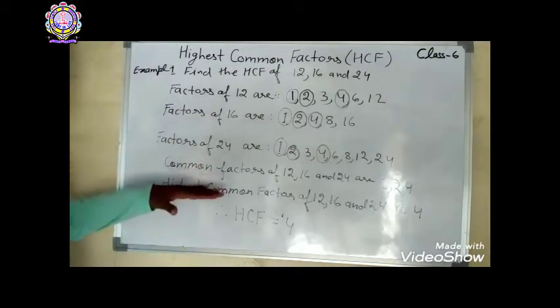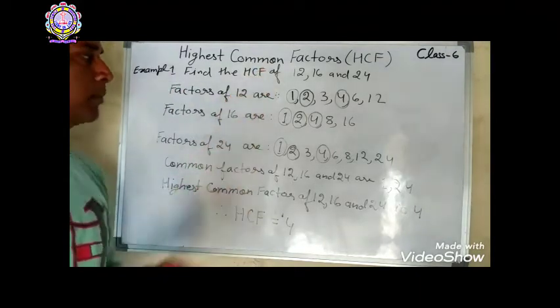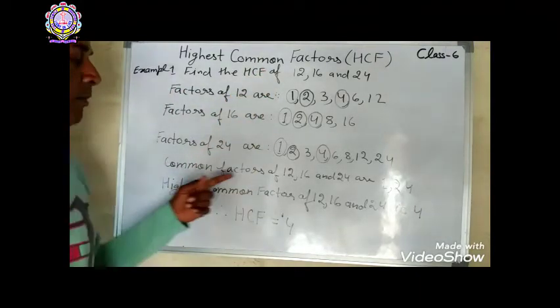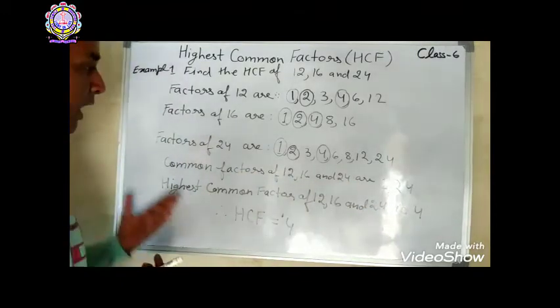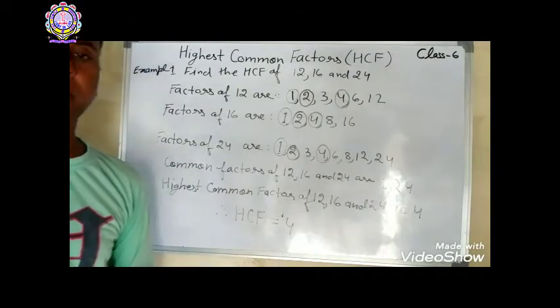So this is the method. First we find the factors of each number. Then we find the common factors of the numbers. Then we write the highest common factor of the given numbers.